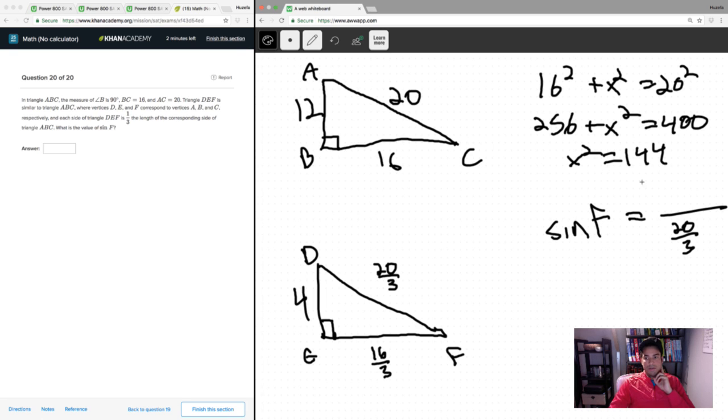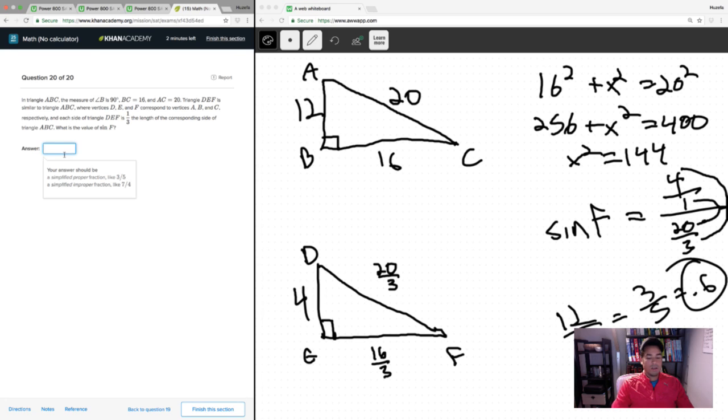So opposite is 4 over 20/3. The way I like to convert a fraction over a fraction, I put it over 1, and this guy goes here, and this guy goes here for multiplication. So it ends up becoming 12/20, which reduces to 3/5, which is the same as 0.6. I'm going to enter it as a decimal, but you could also enter it as a fraction.